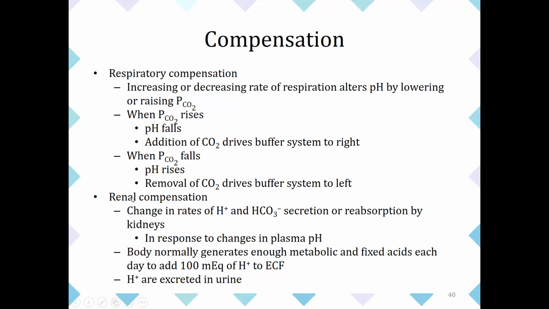The other thing that we can do is we can use the kidneys. Okay? We can dump hydrogen ion or retain hydrogen ion depending on what we need to change the plasma pH. Now this takes a little bit of time, so it's not as quick as respiratory compensation, but if you have emphysema, your emphysema is not automatically going to correct itself so that you can blow off the CO2 that you need. Okay?